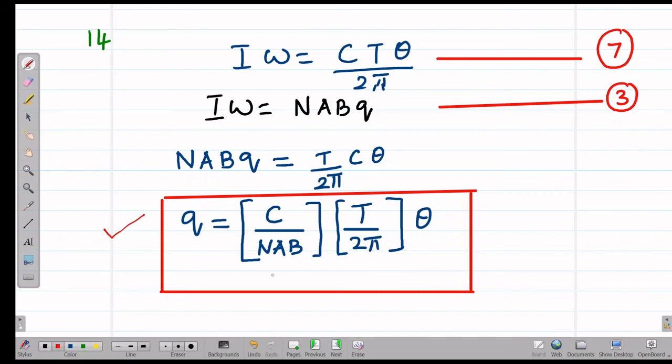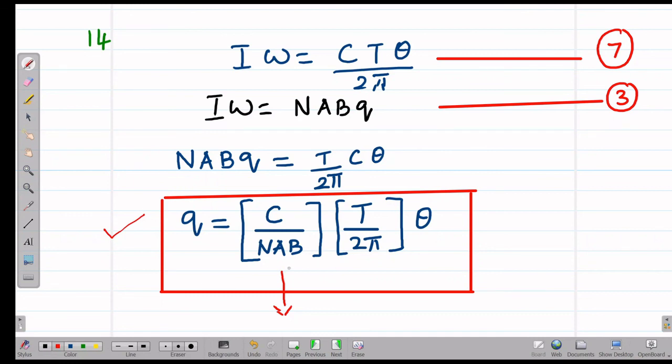If you can find out this constant C by NAB, which I will discuss separately, and if we can find out the time period T and theta, we can calculate the charge flowing through the galvanometer. That is the principle of the ballistic galvanometer.